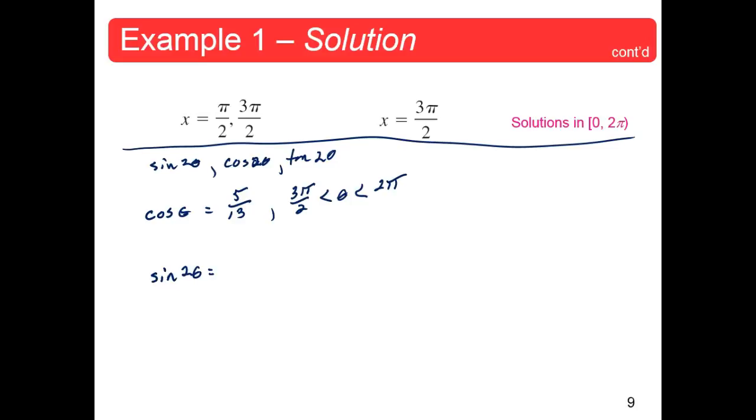Wouldn't you figure out what that is anyway? And what is that? Especially since we just did it last example. What is sine of 2 theta? What is sine of 2 theta? Huh? 2 sine theta cosine theta. All right.